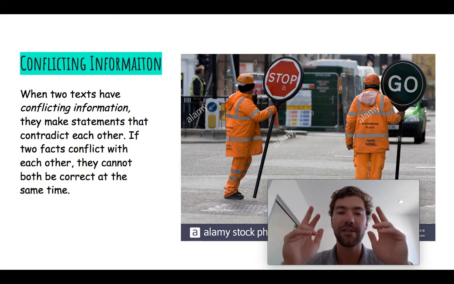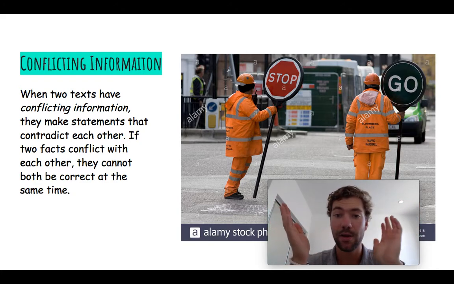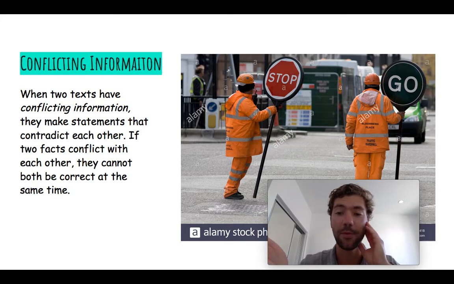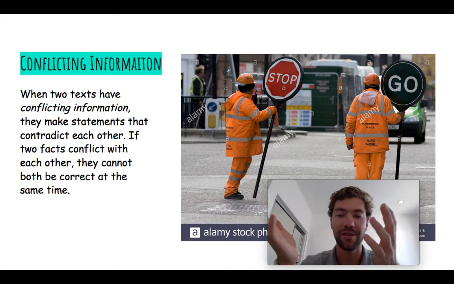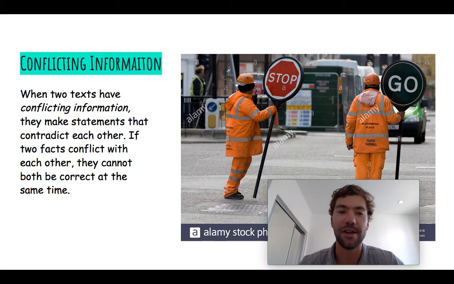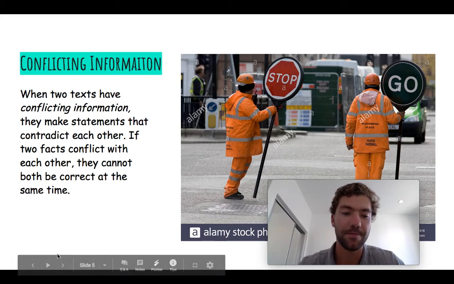If two facts conflict with one another, they cannot be correct at the same time. So the directions here are either to stop or they're to go. You can't do both of those at the same time. Okay, so that's what makes them conflicting information.